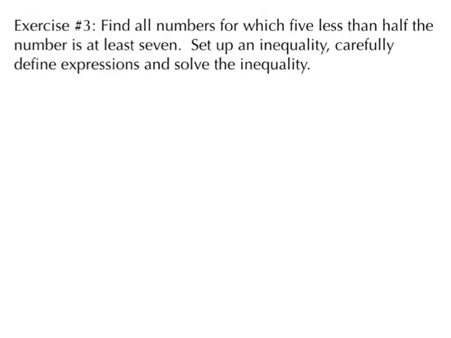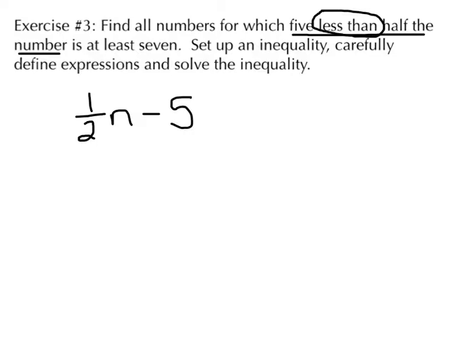Exercise number 3. Find all the numbers for which 5 less than half the number is at least 7. Set up an inequality. Carefully define expressions and solve the inequality. So the first thing we're going to have is 5 less than half the number. Let's talk about that. I see "less than" right away. So half the number. How do I write half the number? Well, half n. Less than means subtract 5. Is at least. At least means greater than or equal to.